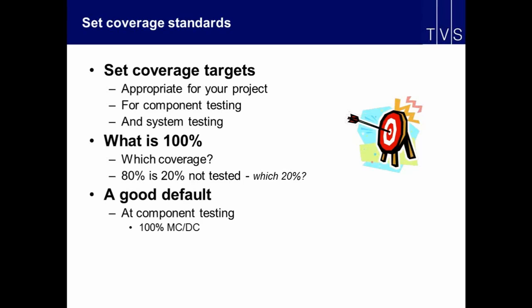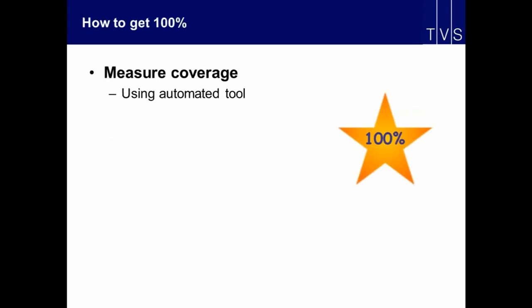A good default at component testing is to aim for 100% MCDC. It's quite rigorous, but to be honest, it's not actually that much harder to do than ordinary condition decision coverage. If you've done component level, then you can aim slightly lower at system level. Perhaps you just want to aim for 100% entry-exit coverage because you know all the bits work, so you're just checking that you can connect them together. I'll skip over that.